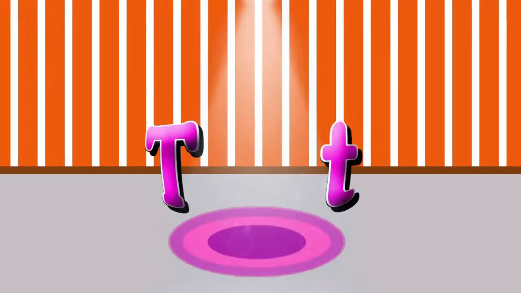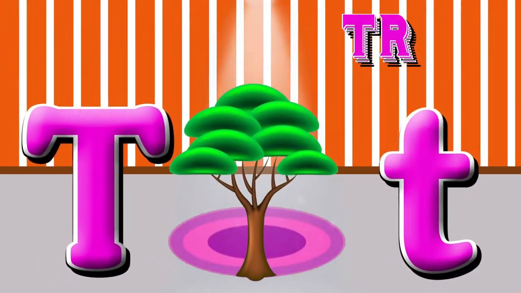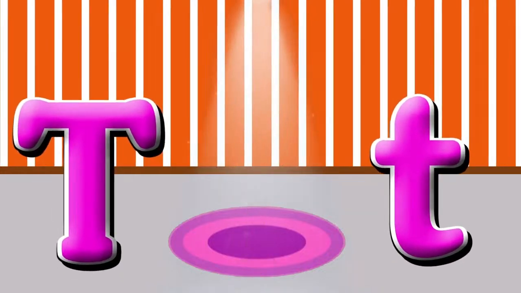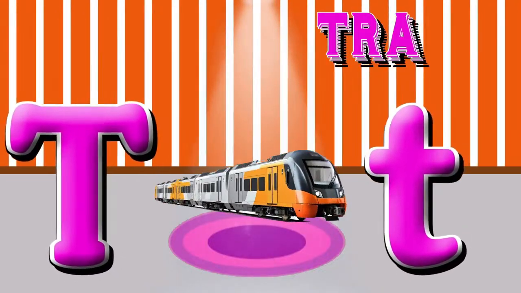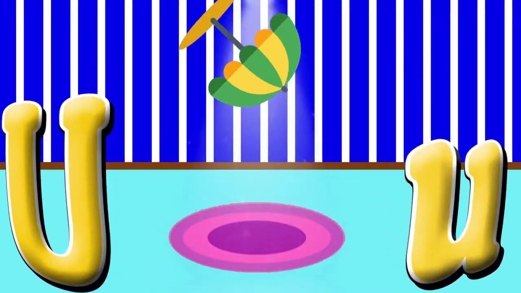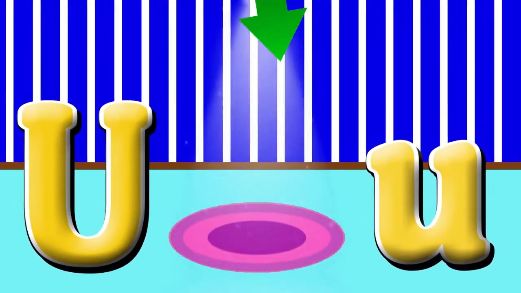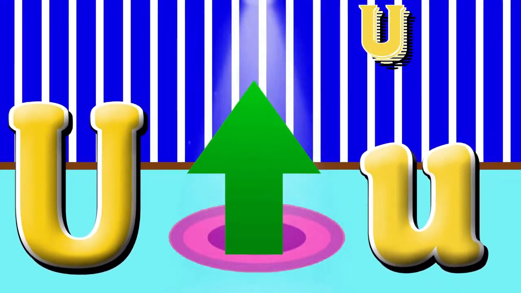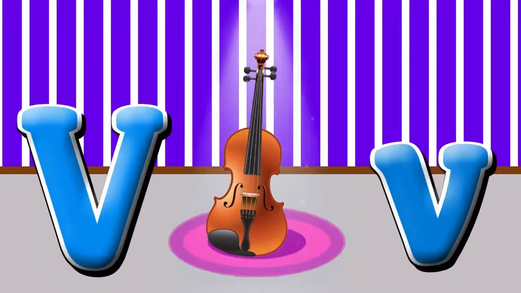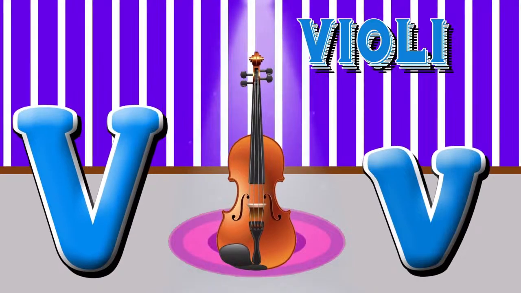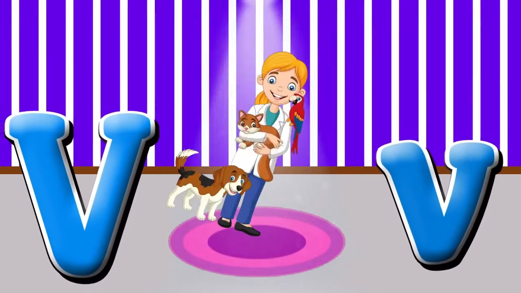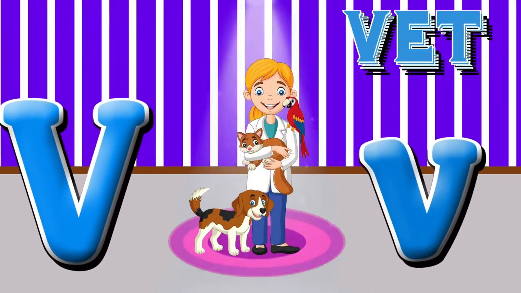T is for tree, tree. T is for train, train. U is for umbrella, umbrella. U is for up, up. V is for violin, the violin. V is for vet, the vet.